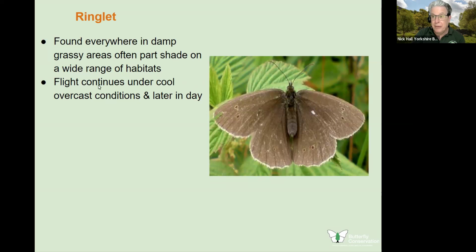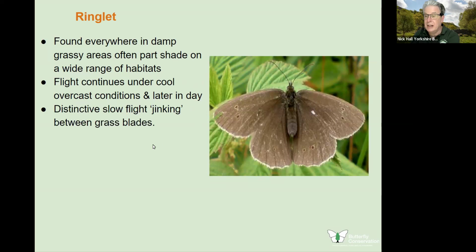It also is capable of flying under cool and overcast conditions, sometimes even flying in drizzle and light rain, and it will fly much later into the day. It has a distinctive slow flight, called jinking, where it's going between grass blades. So it closes its wings to get between the grass blades and then flaps: jink, flap, jink, flap, jink, like so. If you see that movement, that generally will be a ringlet.